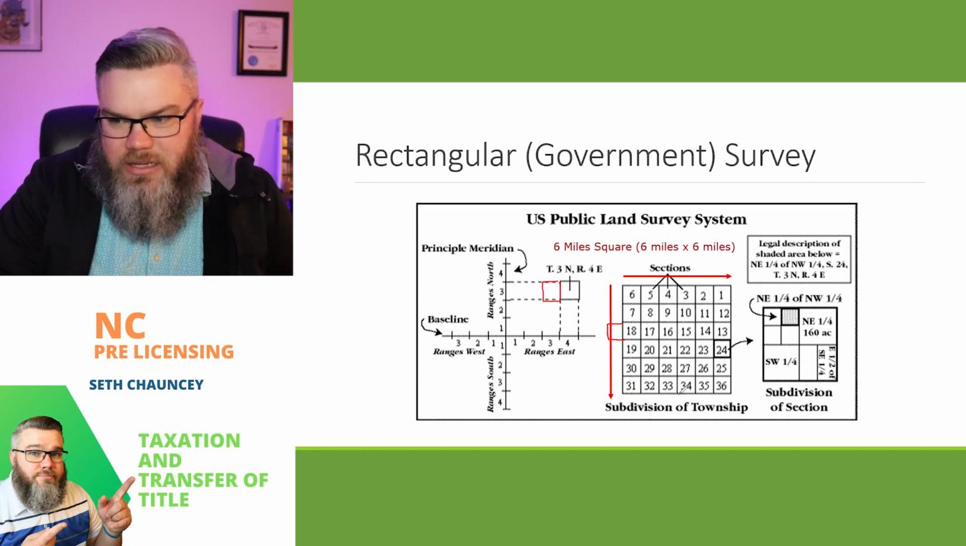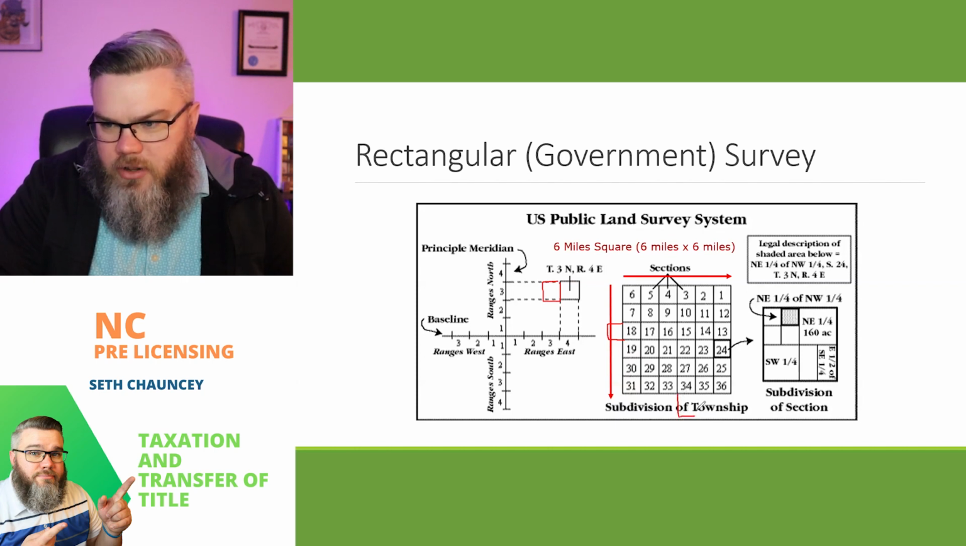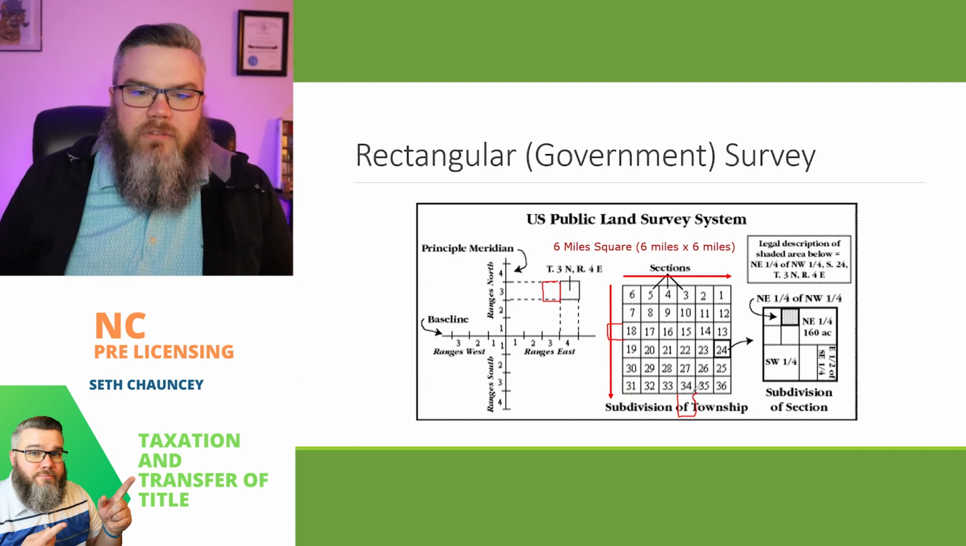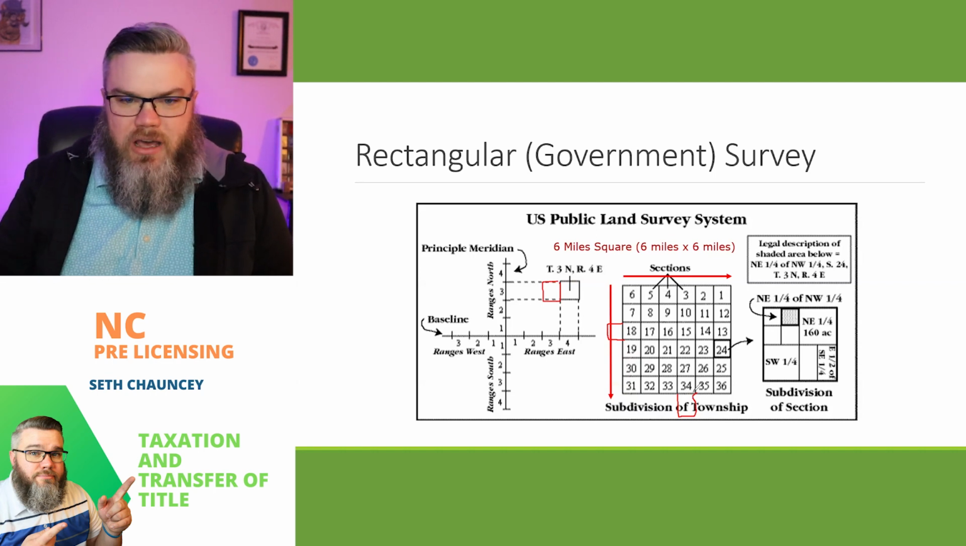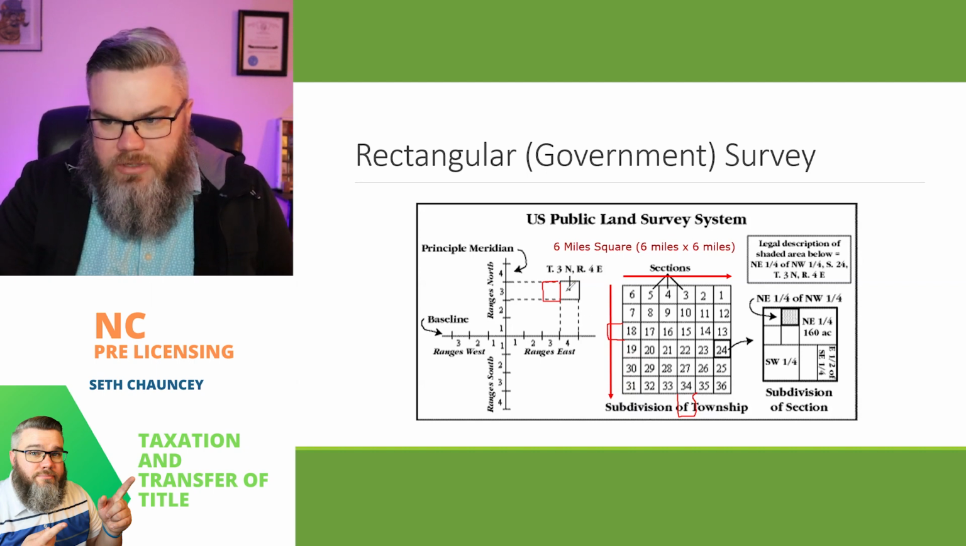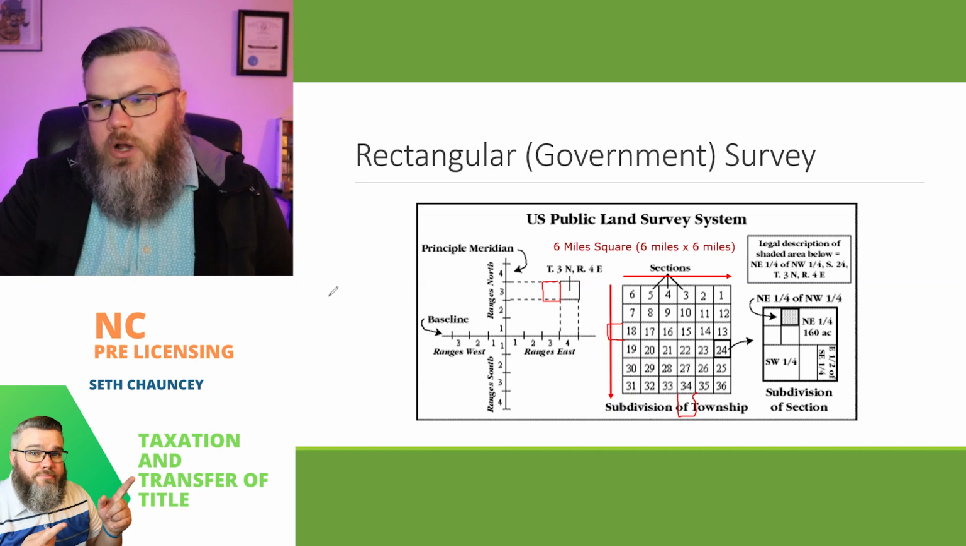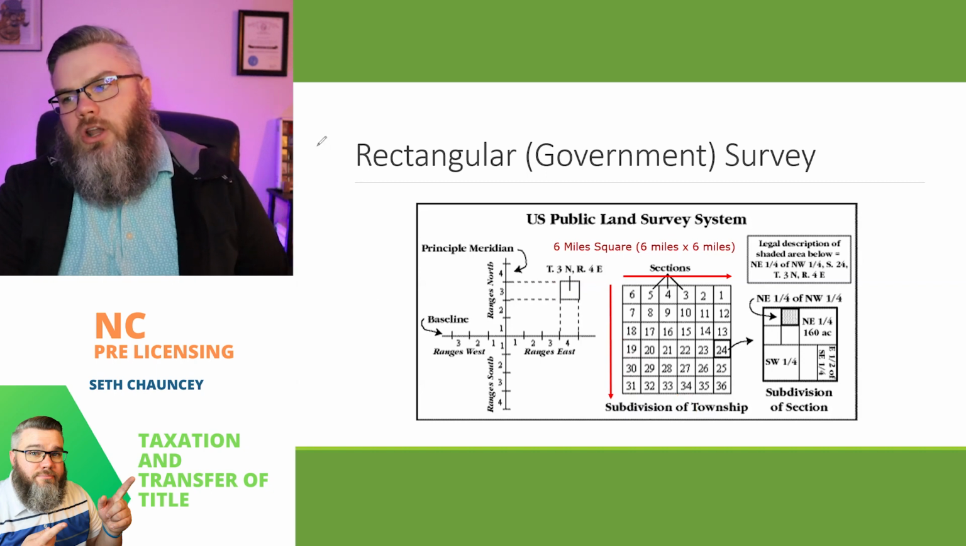Conversely, if I said which section is directly to the south of 34, what would it be? 3. 3 of the township to the south. Everybody see how that works? Because every single township has this exact same grid pattern within it, and every single one of these looks exactly the same. I've seen that question out there too, and I want you to know it just so it doesn't trip you up.